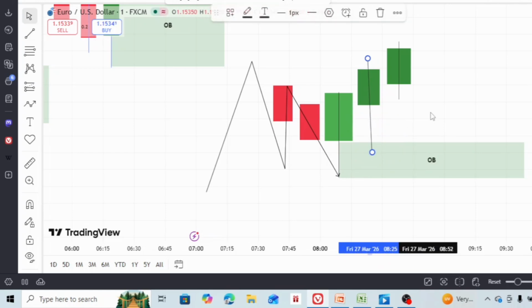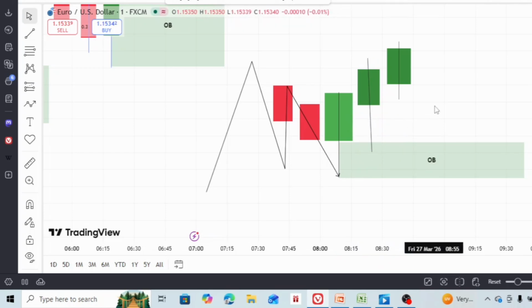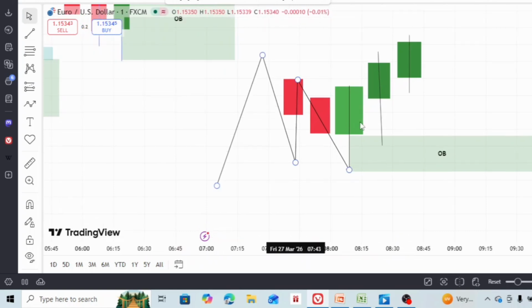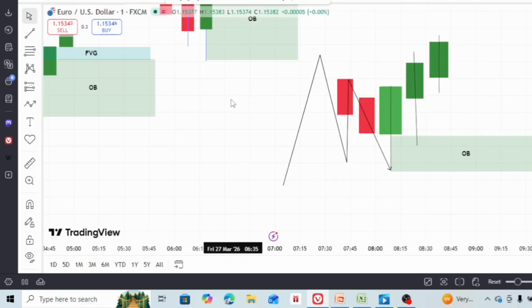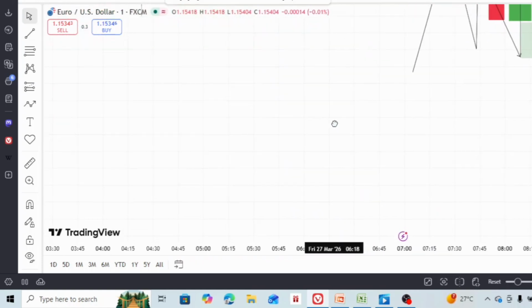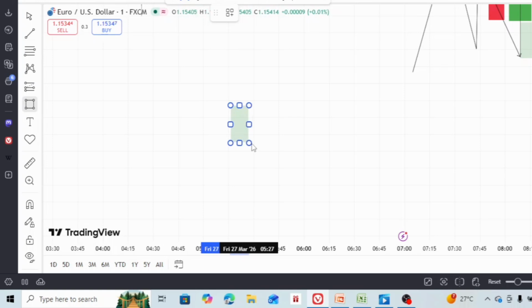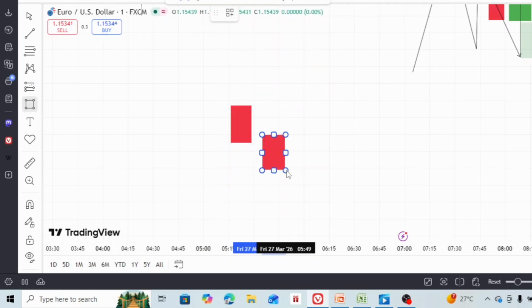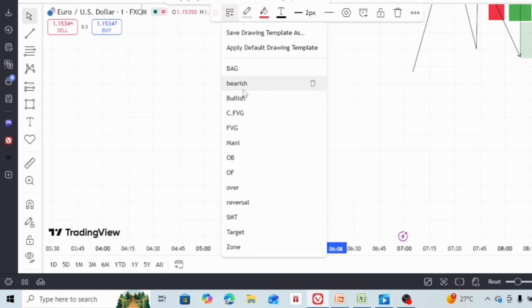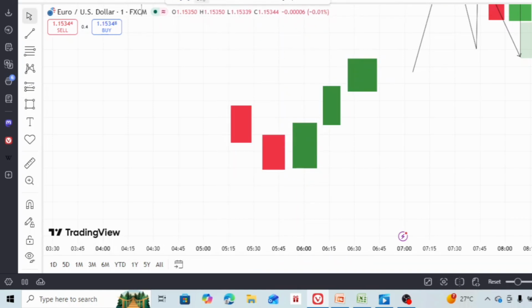Another situation that you will find, and this should be a bullish candle. I will give you one more example where you can find an order block. So like this, this is the bearish candle over here. Here you have a wick like this, a pullback like this.